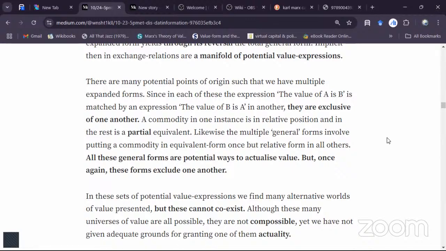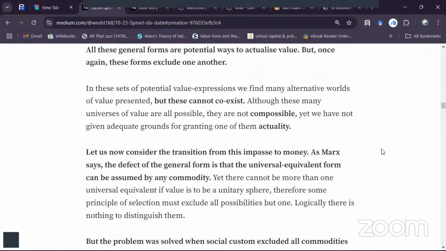Although these many universes of value are all possible, they are not compossible. That is, you can't get them all at the same time. Yet we have not given adequate grounds for granting one of them actuality. See, you've gone through all these possibilities, but have you actually pulled the trigger and realized it? So let us now consider the transition from this impasse, this is all about decision making, to money. As Marx says, the defect of the general form is that the universal equivalent form can be assumed by any commodity. You could say, well, I could do it that way, I could do it that way. And then you sort of become indecisive. Yet there cannot be more than one universal equivalent if value is to be a unitary sphere.